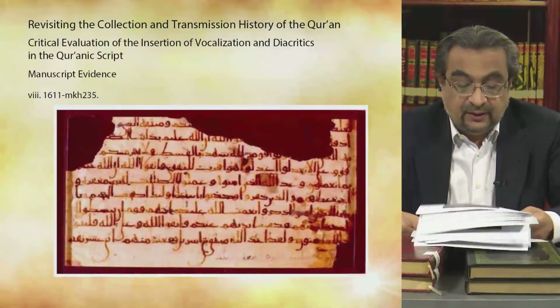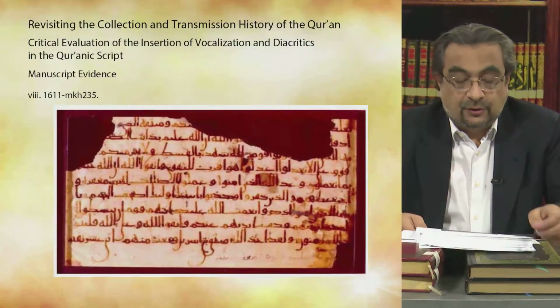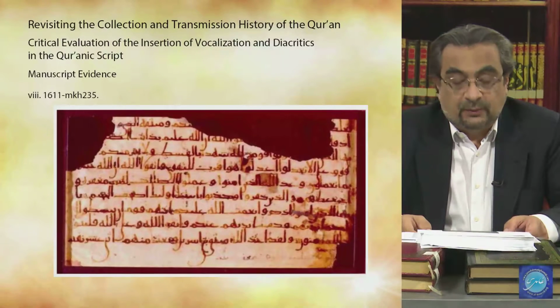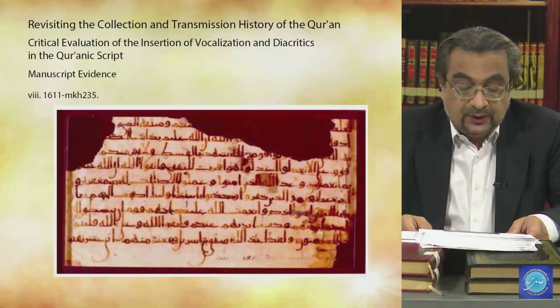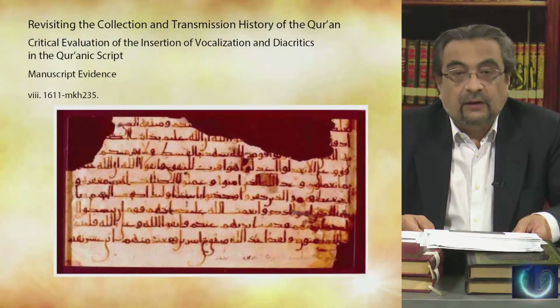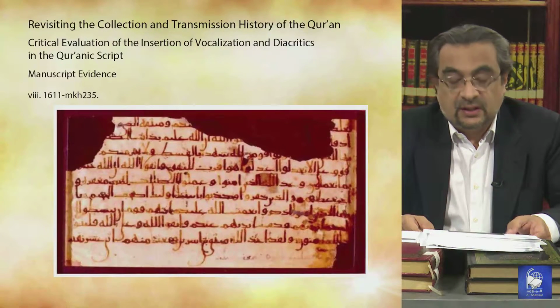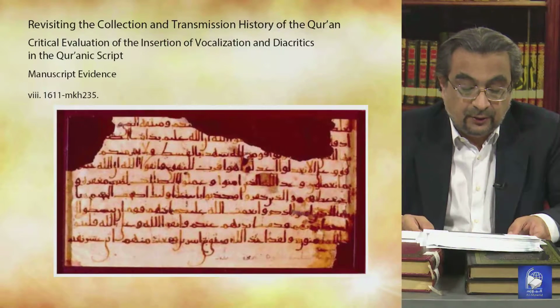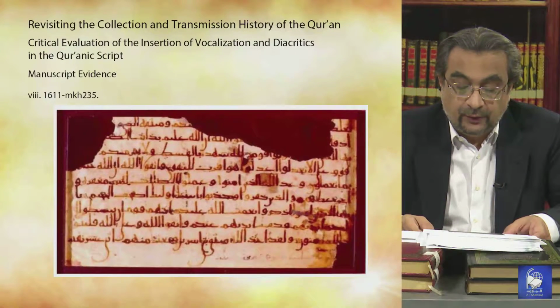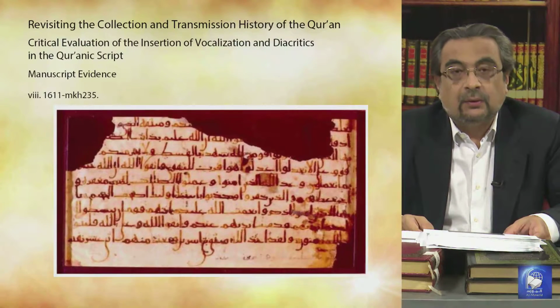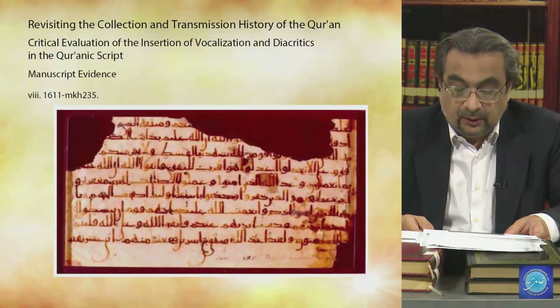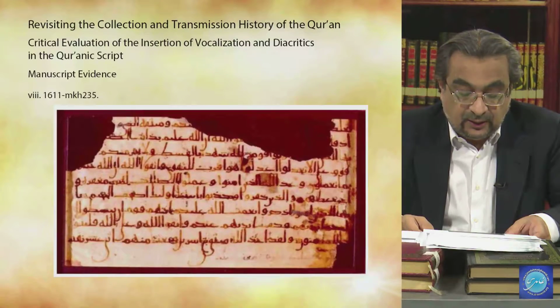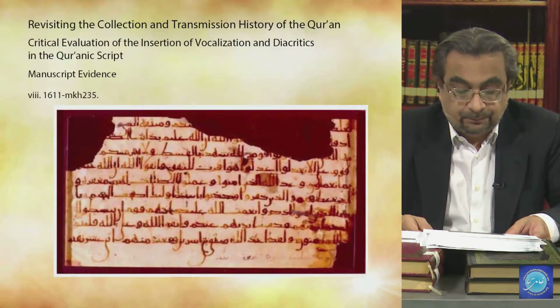Now, as far as the eighth example, viewers, is concerned, as you can see, it is also being displayed before you. It is called 1611-MKH235, and we have Surah Maida verses 7 to 12. It belongs to the 1st century Hijrah. The script is early Kufic, and the location is Baytul Quran, Manama, Bahrain. And we can see that diacritics are present.